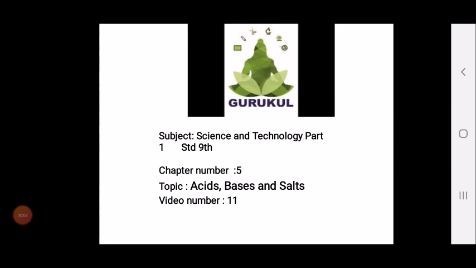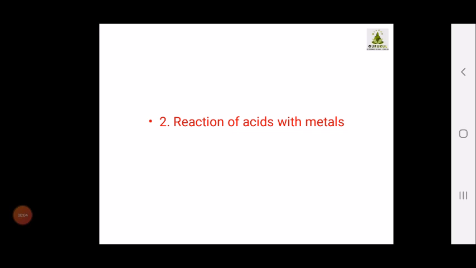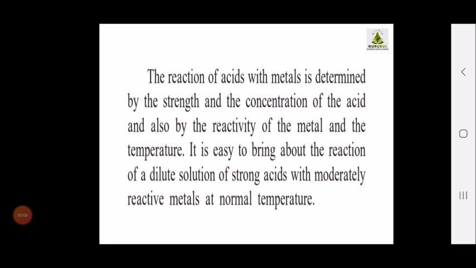Good morning students. Now we will be studying the reaction of acids with metals. The reaction of an acid with metals is determined by the concentration and strength of the acid, the reactivity of the metal, and the temperature. It is easy to bring about the reaction of a dilute solution of strong acids with moderately reactive metals at normal temperature.